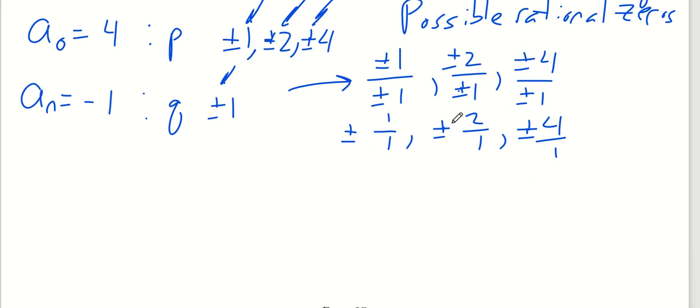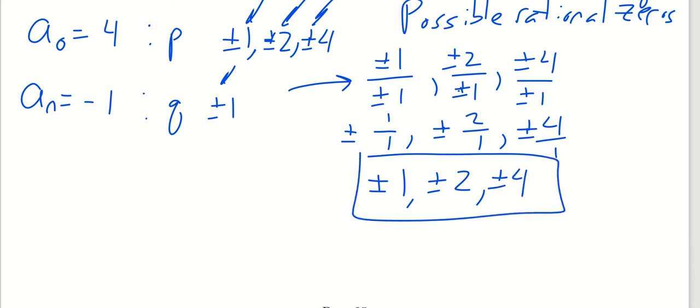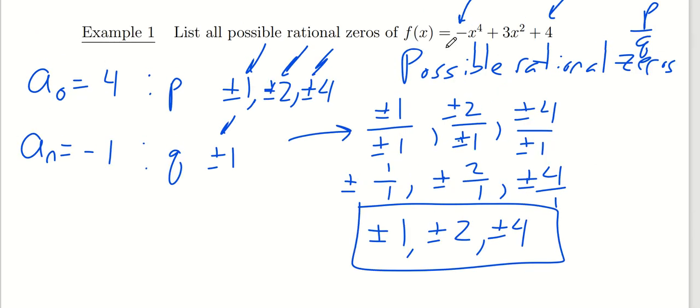If we reduce these fractions ever so much, we get plus or minus 1, plus or minus 2, and plus or minus 4. So these would be our potential rational zeros of that polynomial. Okay. We're not saying which ones are actually zeros of the polynomial, but we know for a fact that if this polynomial does have a rational zero, then it must be one of the numbers on this list.